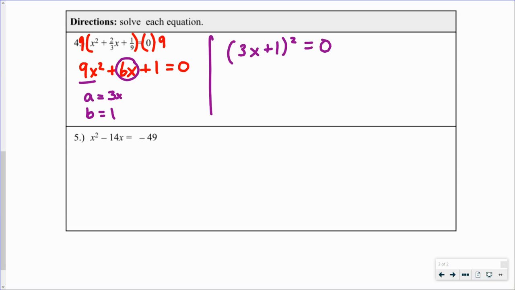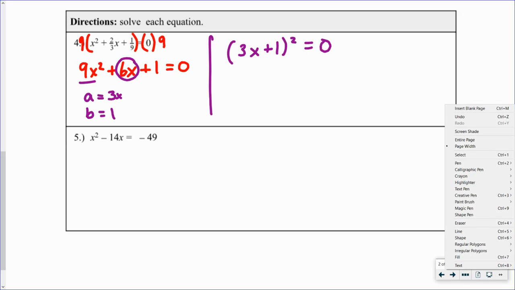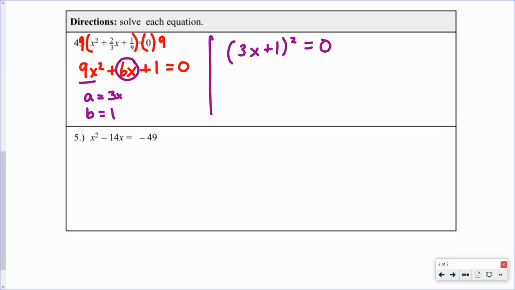All right, so now the question becomes, how do we approach solving this equation? Well, we're trying to isolate x. So we're going to try to undo the operations that are being performed on x here. The first one we have to undo is squaring the quantity. So we're going to take the square root of both sides. And that's going to leave us with 3x plus 1 equals plus or minus 0. Anytime you take the square root of both sides, you want to get in the habit of putting a plus or minus in front of that.